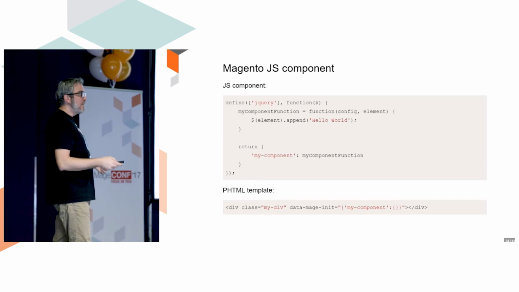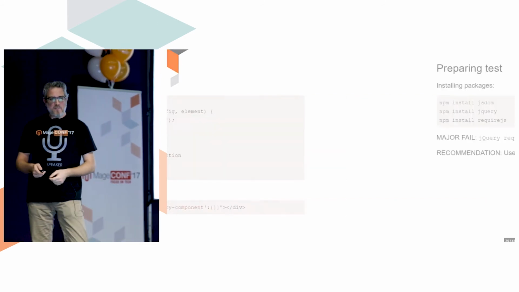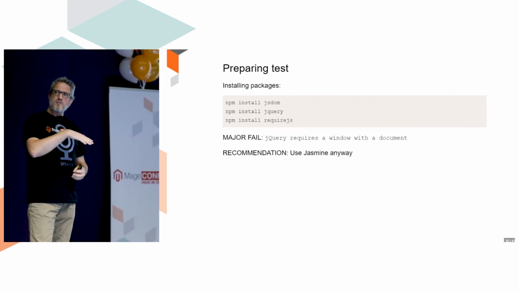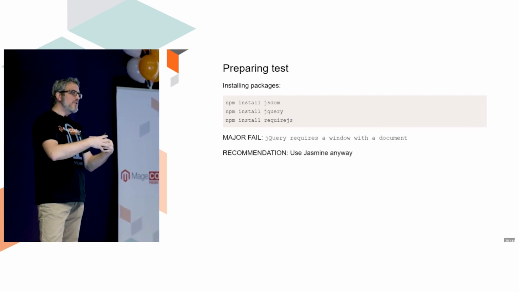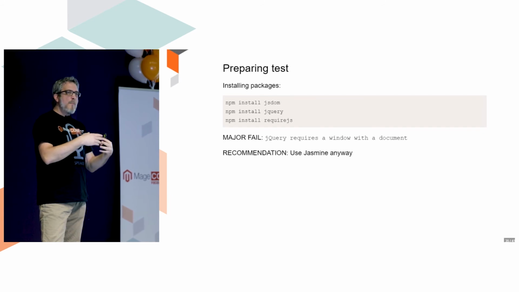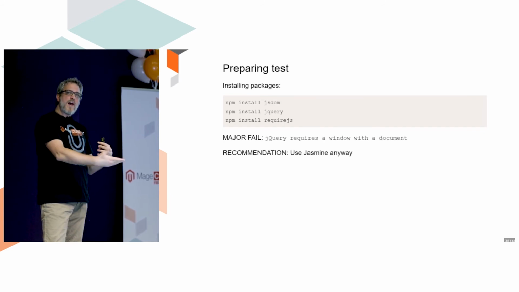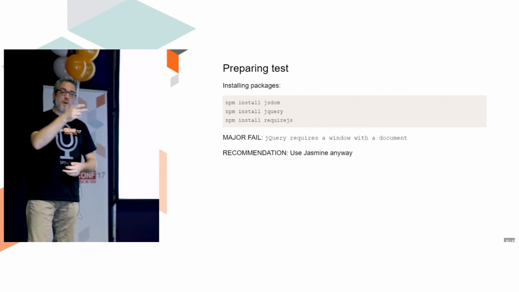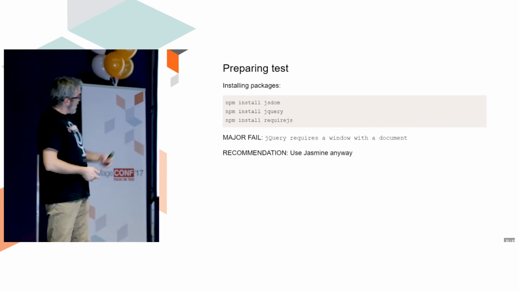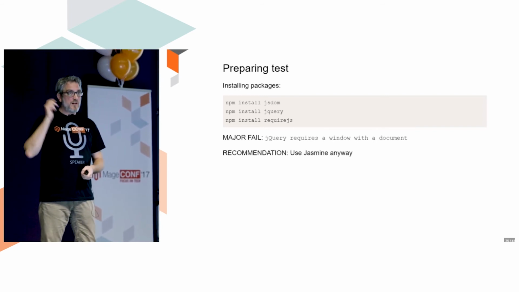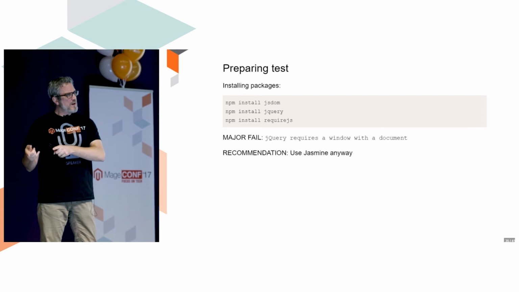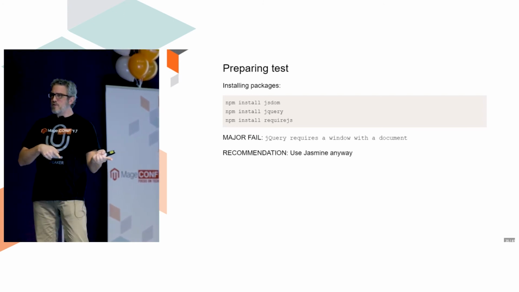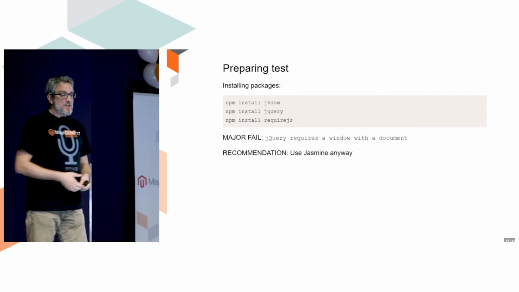Well, I've been there, done that, and I'm not really happy with it, because when I tried to do that, I took the command line approach. I wanted to run a test using Mocha and later on tape, based upon Node. So I didn't want to have an environment with a browser. I installed JSDOM, I installed jQuery. I also installed require.js, which was a little bit weird because Magento is installed with require.js, but that's the web-based version, and I installed the NPM version on top of it. And I got a major fail.